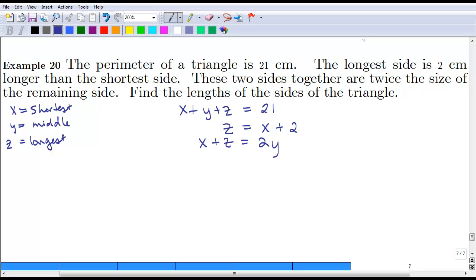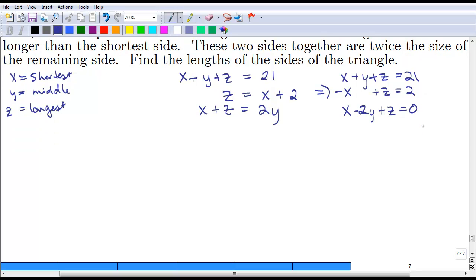Now, if you notice here, these are not in standard form. We need to rearrange these so that they fit into the standard form and we can use our formula. So the first equation is okay. x plus y plus z is equal to 21. Second equation, we need to subtract that x over, so we end up with negative x plus z is equal to 2. And notice here how I'm leaving a space for the y because we don't have a y term in this one. And then if we move that 2y over in the third equation, we have x minus 2y plus z is equal to 0. And so now this is our system of equations that we can go about solving.